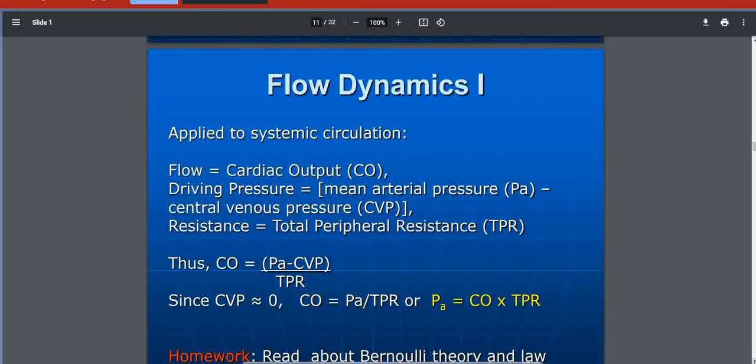So then when we talk about resistance, we are going to determine resistance by total peripheral resistance. So resistance is just, in general, the TPR. So I've said if we mean flow, we'll be talking about the cardiac output. Driving pressure, we'll get it by taking the mean arterial pressure and subtracting the CVP, and the resistance is that one. Then if we put this into a formula, we shall now have a triangular formula: cardiac output is equivalent to mean arterial pressure minus central venous pressure over the resistance, or the total peripheral resistance.